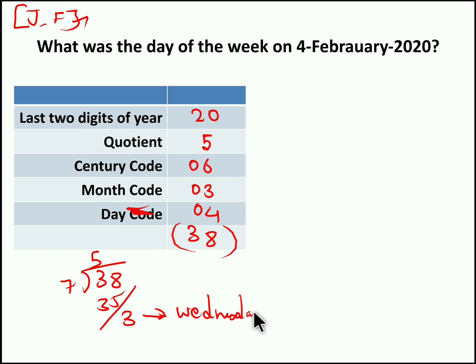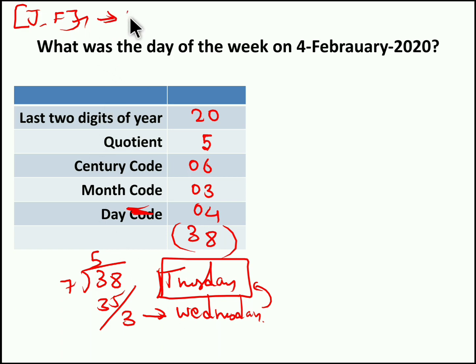But the answer for this question is not Wednesday. It is one day before, Tuesday. So what we have to keep in mind is, whenever you get a date in January or February in a leap year, see, only in a leap year, you have to take one day before. If you get March 1, 2020, you don't need to worry. But if you get February 29, 2020, you have to take one day before. Starting from January 1 to February 29, only for a leap year, you have to take one day before. In a normal year, you can proceed with the process as it is.